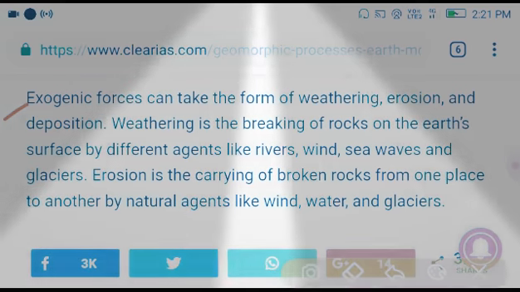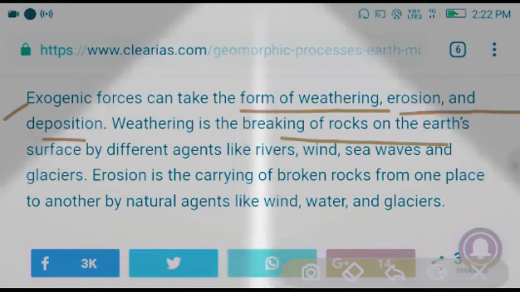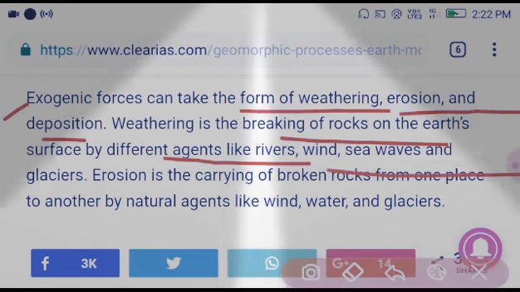Exogenic forces can take the form of weathering, erosion, and deposition. Weathering is the breaking of rock on the earth's surface by different agents like rivers, sea, winds, waves, and glaciers.